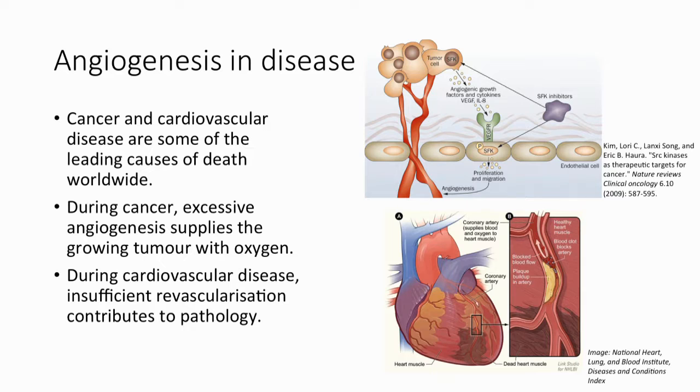So, 2 of the leading causes of death worldwide are cardiovascular disease and cancer. In cancer, we have excessive angiogenesis, which leads to tumour growth and is ultimately the main route of metastasis. Conversely, in cardiovascular disease, we have a blocked artery and insufficient angiogenesis to revascularize around. Current treatments using VEGF have been largely unsuccessful, so the identification of new targets to modulate angiogenesis in these cases is essential.